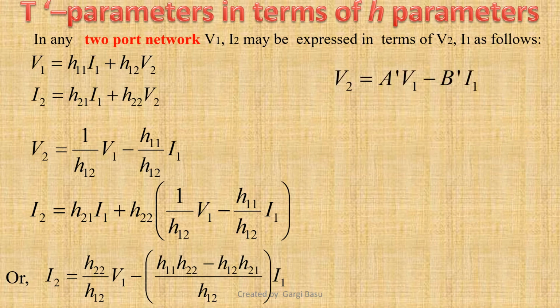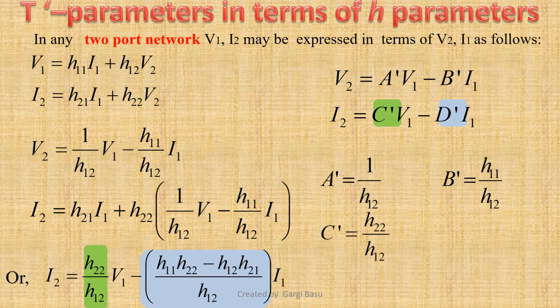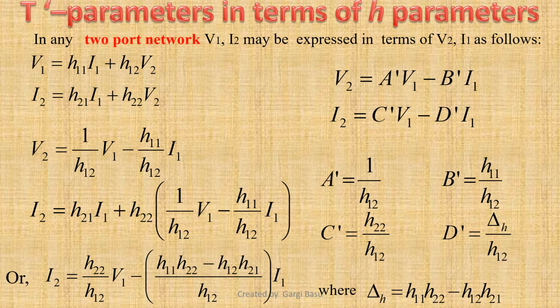When we describe a two-port network using T-dash parameters, we use the following linear equations. V2 equals A dash V1 minus B dash I1 and I2 equals C dash V1 minus D dash I1. Comparing the expressions of V2, we get A dash equals 1 upon H12 and B dash equals H11 by H12. Comparing the expressions of I2, we get C dash equals H22 by H12 and D dash equals delta H by H12, where delta H equals H11 H22 minus H12 H21. Now we have obtained the expressions of T dash parameters in terms of hybrid parameters.